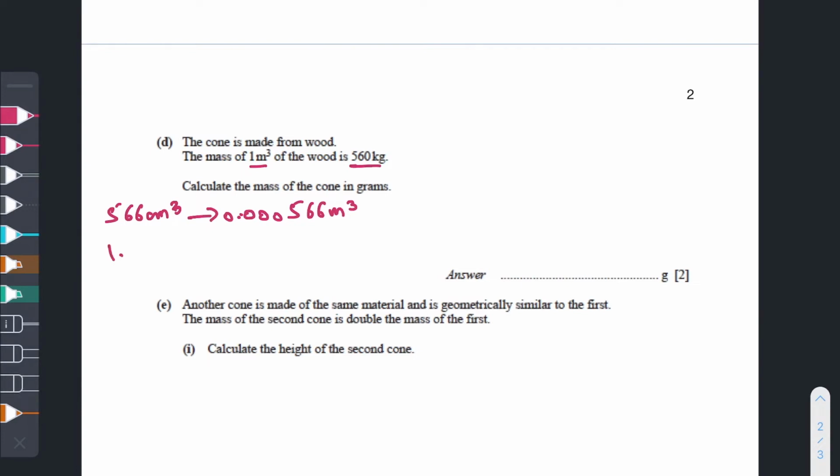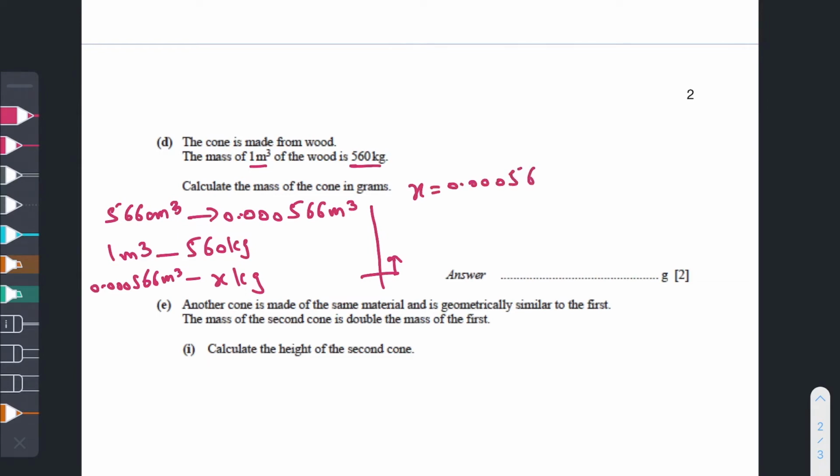Now, if 1 meter cube is equal to 560 kilograms, how much would 0.000566 meter cube be equal to in kilograms? When we cross multiply this using the calculator, let's see what we get. X is equal to 0.000566 times 560. This gives us 0.31696 kilograms. But the question is asking you for the mass of the cone in grams.